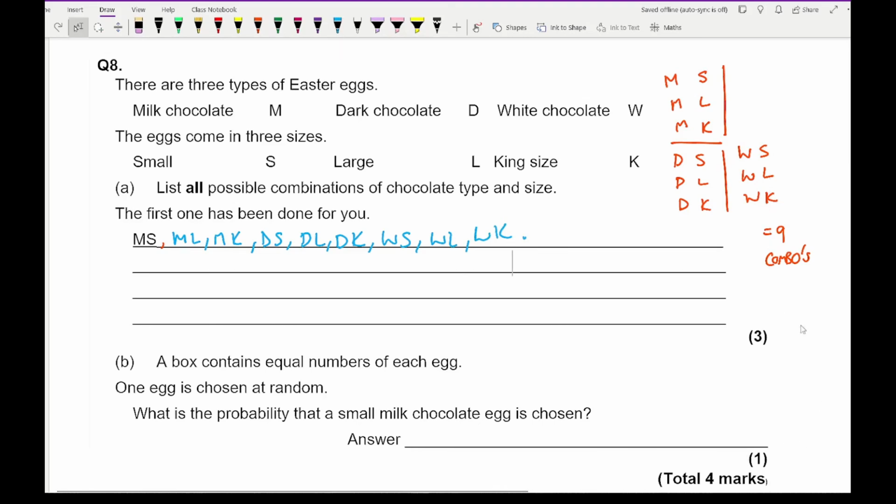Next question then says a box contains an equal number of each egg. 1 egg is chosen at random. What is the probability that a small milk chocolate egg is chosen? Well, how many MS's are there? Well, there's 1, so it's going to be 1 out of 9 because there are 9 different combinations.